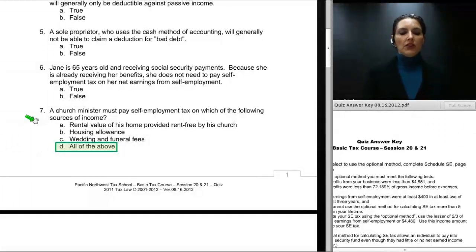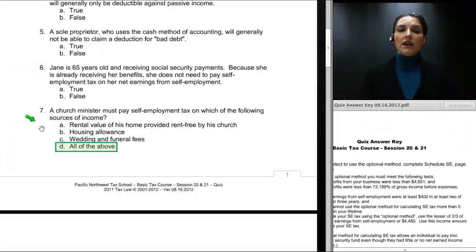A church minister must pay self-employment tax on which of the following sources of income? Now, our course on self-employment, or the 2 sessions we had on self-employment, covered a lot of stuff, but it didn't really get into ministers. However, if you're looking at the Schedule SE, the long version of the Schedule SE, there is a place on there to enter church minister income. And you never know as a tax practitioner when a minister is just going to plunk themselves across from you, opposite you, and want to get their taxes done. And you need to know that the minister's income is subject to self-employment tax.